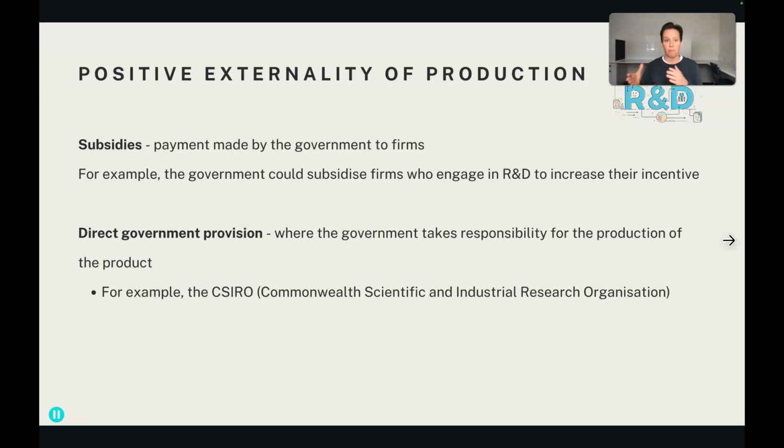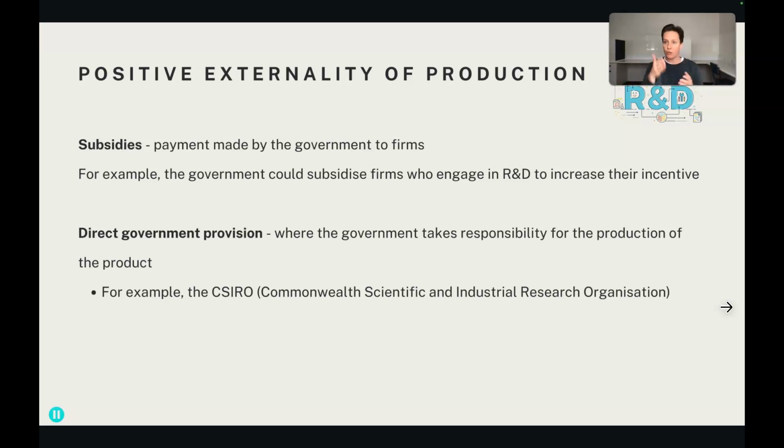And the other one is direct government provision. The best example in Australia is the CSIRO, the Commonwealth Scientific and Industrial Research Organisation. This is a government body that is designed specifically to engage in R&D, particularly in the scientific fields. So rather than relying on the private sector to engage, the government has decided to have this body that basically engages in a whole bunch of scientific research on its behalf. And then as and when discoveries are made, those are dished out to the private sector such that they can take those discoveries and use them going forward to benefit society.